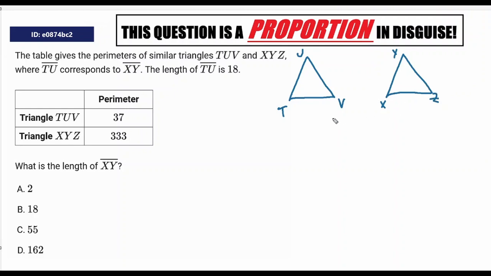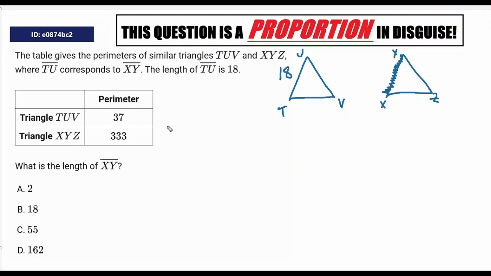So there are the triangles. It says that TU corresponds to XY. So there's TU, there's XY, they correspond. You're looking for XY, so make a little line on it, to visualize that to myself. The length of TU is 18. And then in the little chart, it looks like triangle TUV's perimeter is 37, so it's smaller. Triangle XYZ's perimeter is 333, so it's bigger.